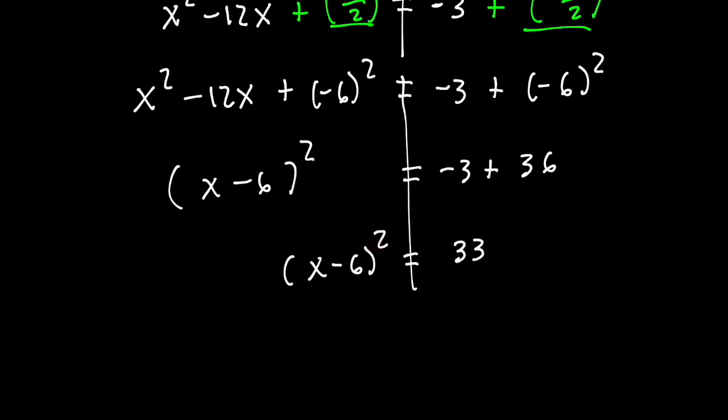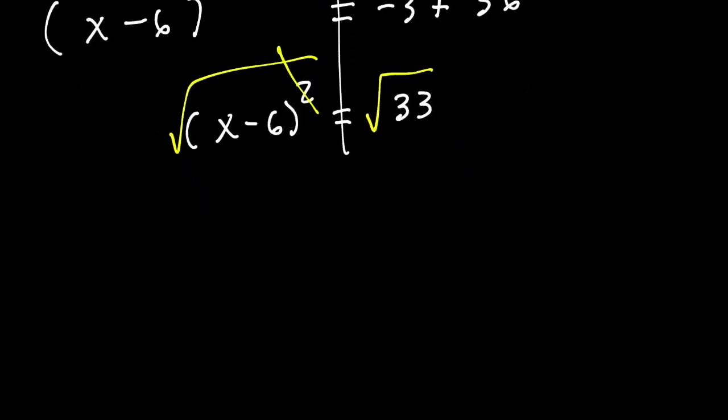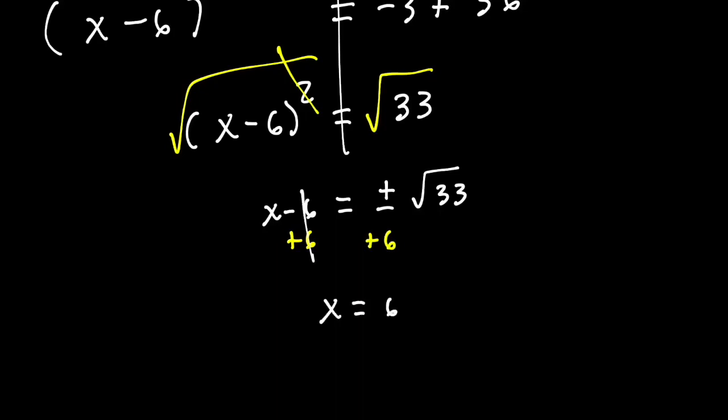Next, I'll get rid of the square by square rooting both sides of the equation. This is going to cancel out the square and the square root on the left hand side, and I'll have x minus 6 equal to, and 33 is not a perfect square, and I cannot simplify this either, so I'll leave it as plus or minus root 33. And now to isolate x, I will add 6 to both sides of the equation, and I get my result as x equal to 6 plus or minus root 33.